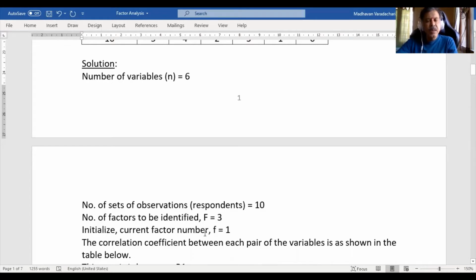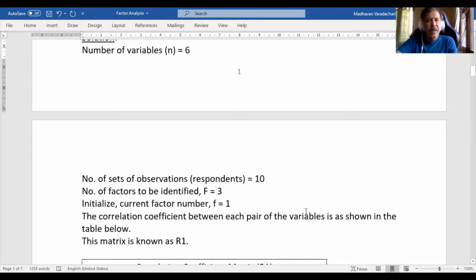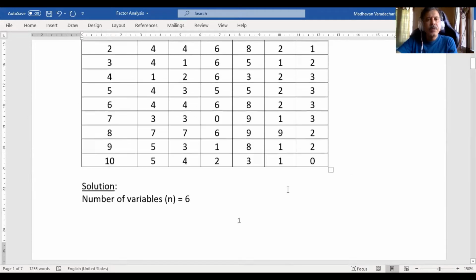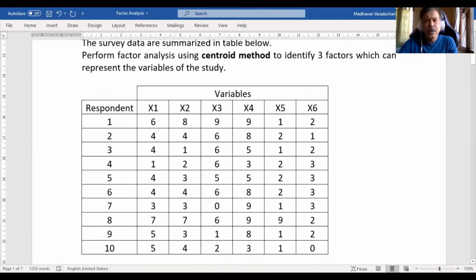Initialize the current factor number, small f equal to 1. Since the number of factors to be identified is 3, we will go for 3 different iterations, 3 different steps we will be adopting. First thing is we will find the correlation between each pair of the variables. Since there are 6 variables, every variable will be compared with the other variables. For a pair you need 2, so 6C2 correlation coefficients we will obtain, which is 6 into 5 by 2, or 15 correlation coefficients.